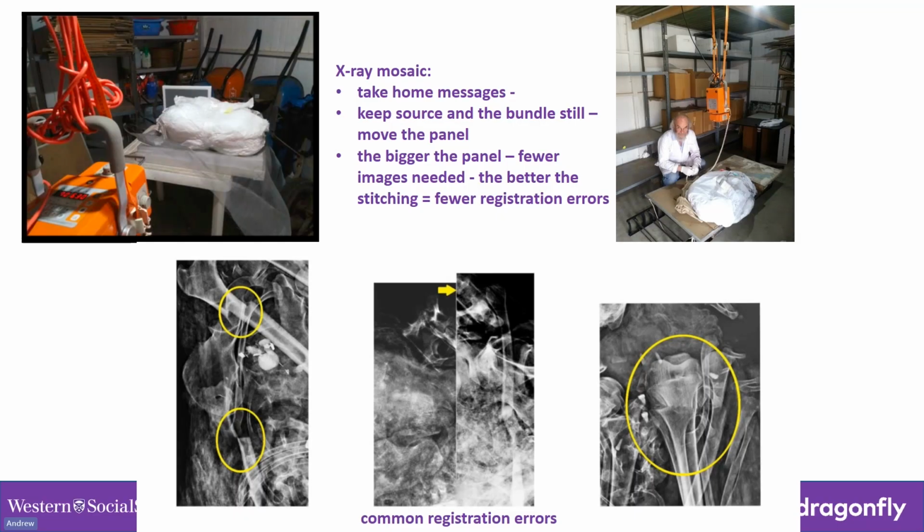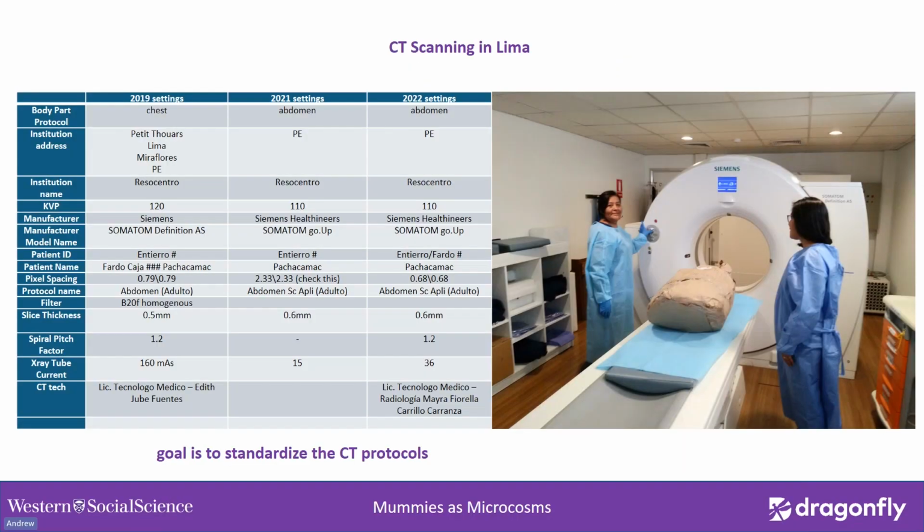Also, we had an 11 by 17 inch receptor in 2022, and then in 2023 we actually had a 45 centimeter by 45 centimeter panel, and that meant that instead of 24 individual images, we could do 6, which made a huge difference.